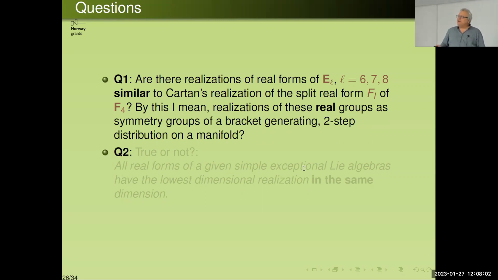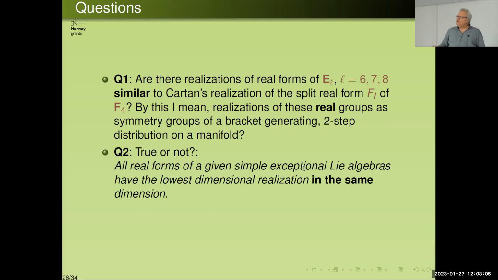And the second question is the following: true or not? All real forms of a given simple exceptional Lie algebra have the lowest dimensional realization in the same dimension. Or maybe, if you just look at E6, it turns out that it has a number of real forms. Now Cartan says that the lowest dimensional realization is in dimension 16, but he speaks about the split real form. But what if I take some other form? Can these also be realized in dimension 16? So that's the second question. Do all of them have the lowest dimensional realization in the same dimension? Of course, all of them except the compact one, which doesn't have a parabolic. Okay, so these are two questions.